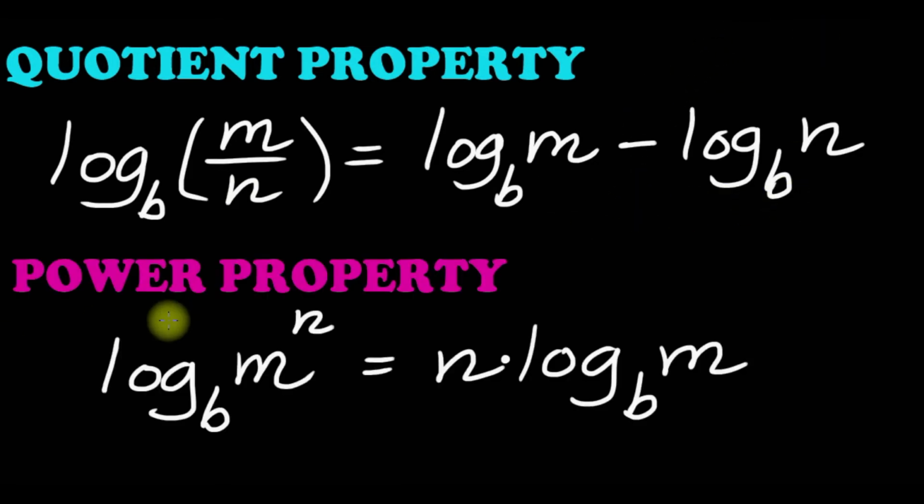And then the last property is the power property. So log of a power, with the power property, the exponent comes down here and it becomes the coefficient. So here you have n times log base b of m.